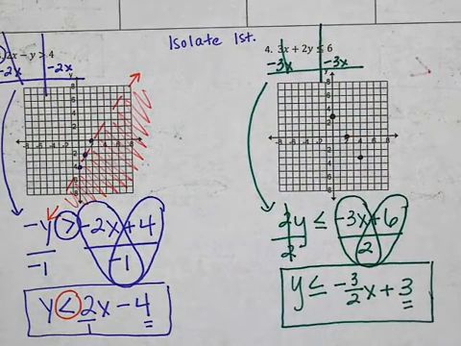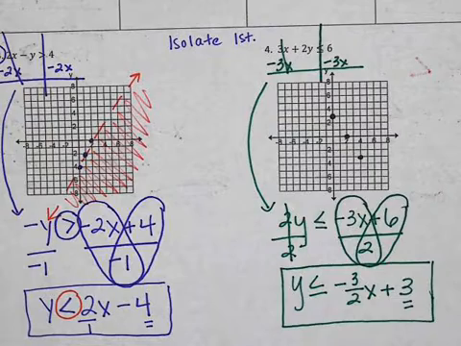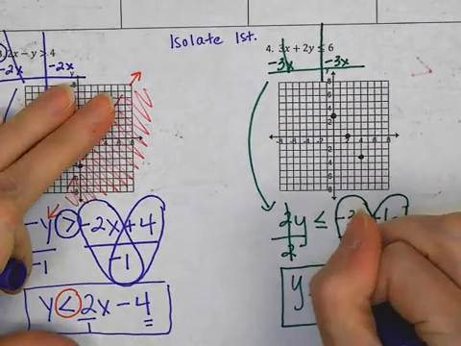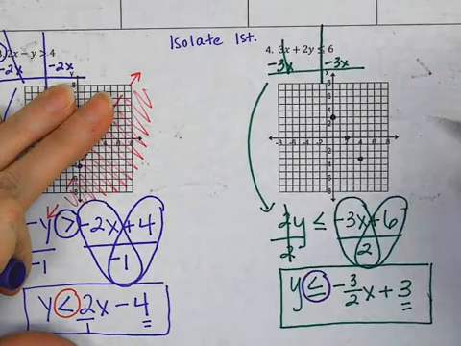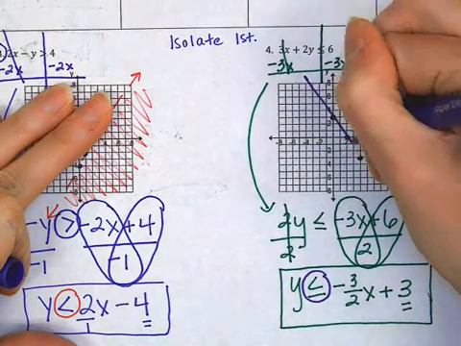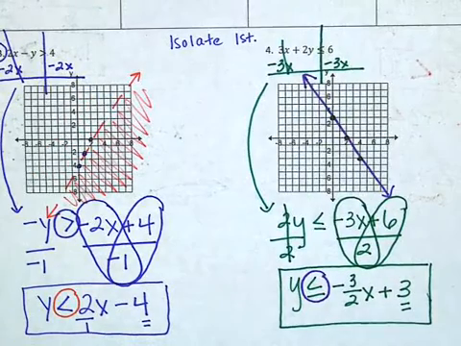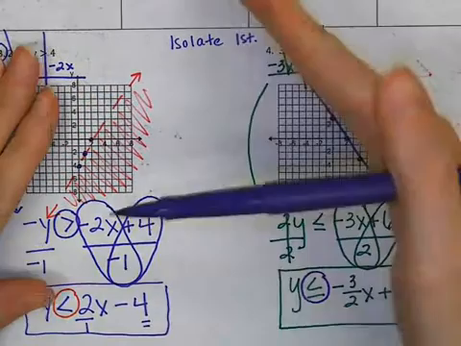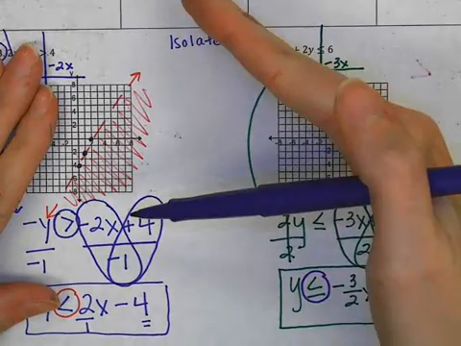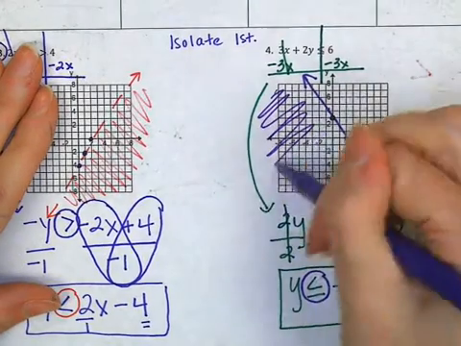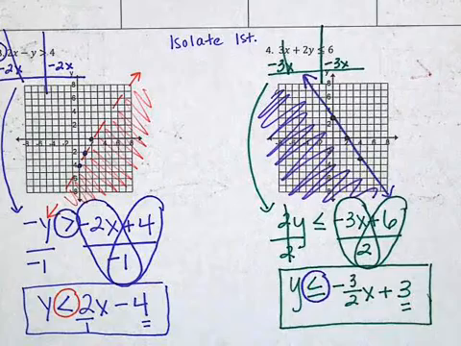Now we got to do dashed line or solid line, and then above or below. So less than or equal means solid, right? Because we want to include the points on the line. And then less than means below. So this would be above, this would be below. So your answer is everything below that line.